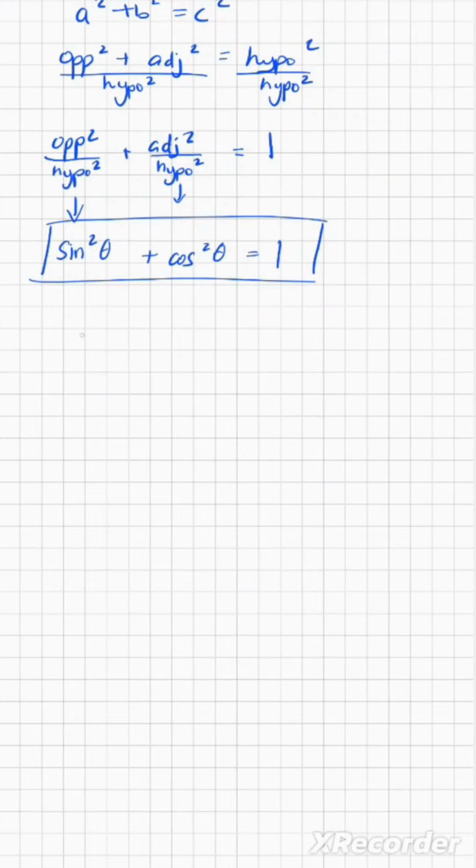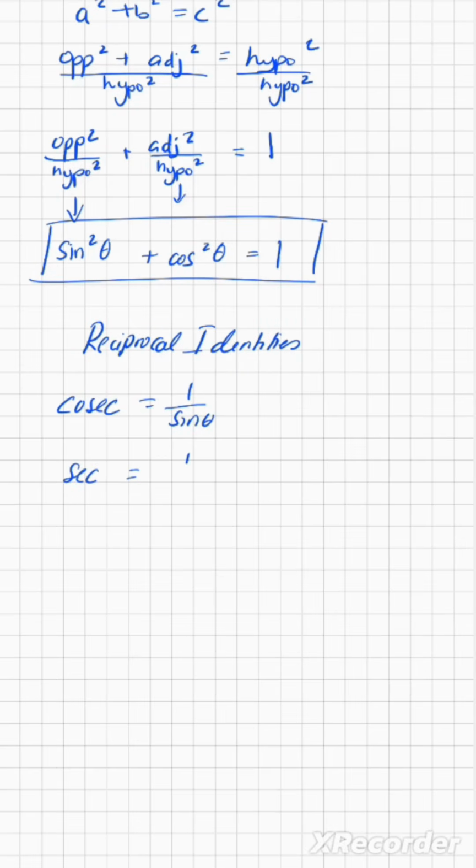And then last you have the reciprocal identities, which is 1 over sine, that is cosecant, and then secant is just 1 over cos, and then you have cotangent, which is 1 over tangent. Now you can do the math and come up with these identities. And so these are commonly used, so it is good to memorize them.